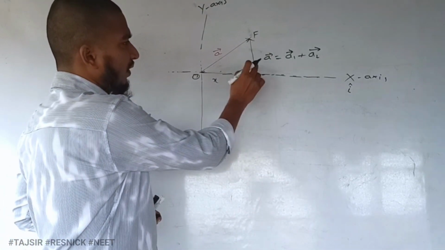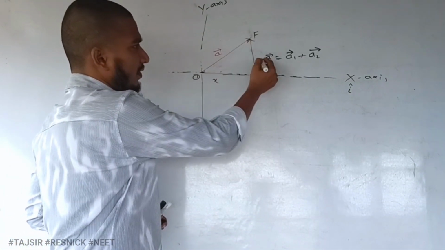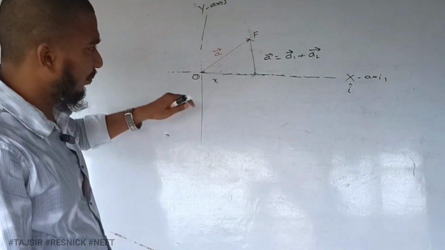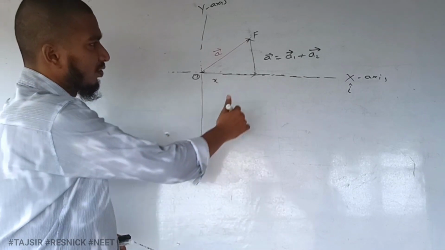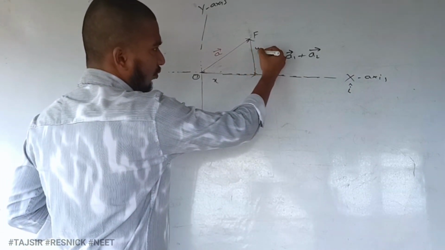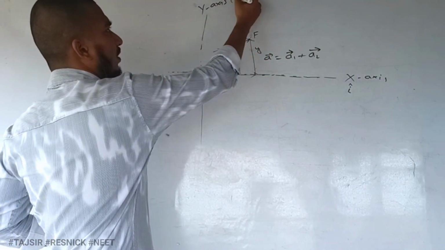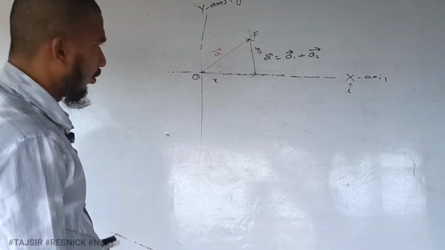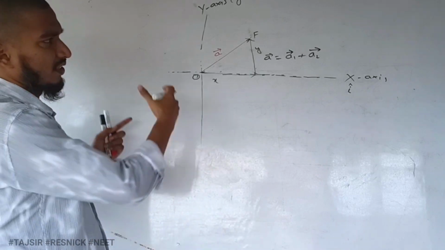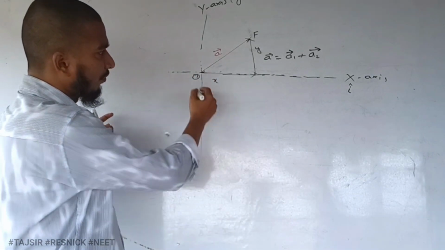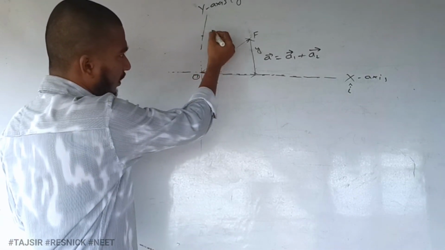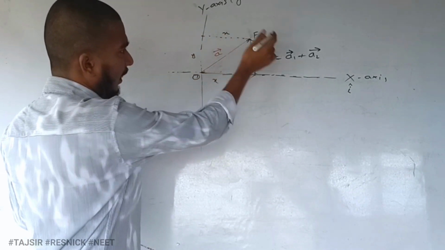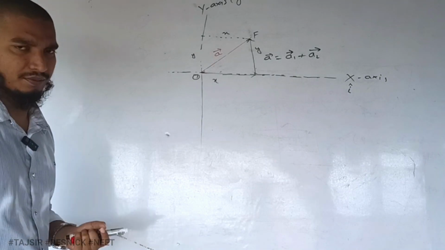Similarly, this movement from x-axis to the point F is parallel to y-axis. So we can say that this is y, and in y direction we show the direction with j cap. We can also go another way. How? We first move this y, then we move x. It does not matter.